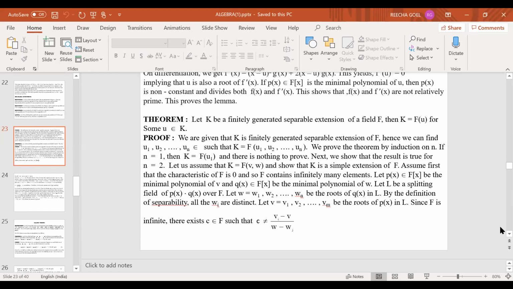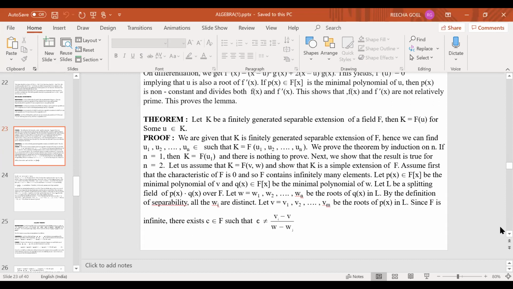So next we show the result for n is equal to 2. So let us assume that K is equal to F(v, w). We will try to find some element u or c such that K is equal to F(c). So we show that K is a simple extension of F. Assume first that the characteristic of F is 0, and so F contains infinitely many elements.